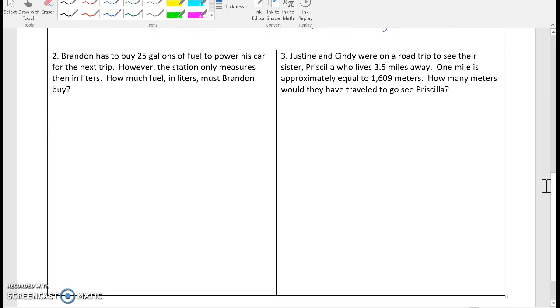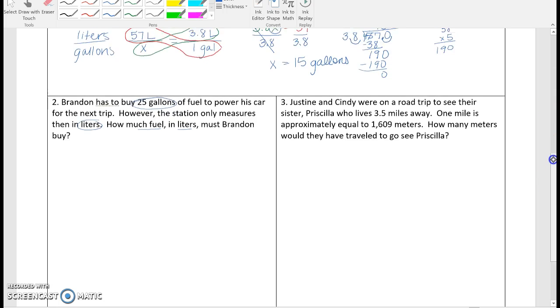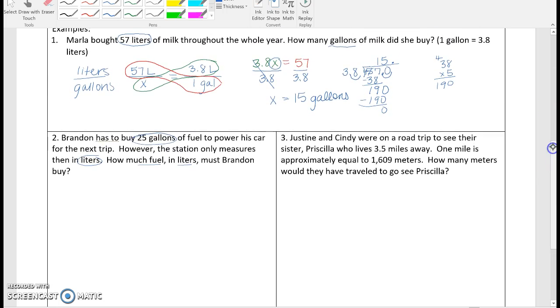It says Brandon has to buy 25 gallons of fuel to power his car for the next trip. However, the station only measures in liters. How much fuel in liters must he buy? So we're talking about liters and gallons. We're going to use the same ratio from up here. It already told us this is a constant: 1 gallon is always equal to 3.8 liters. I'm just going to put gallons on top this time.